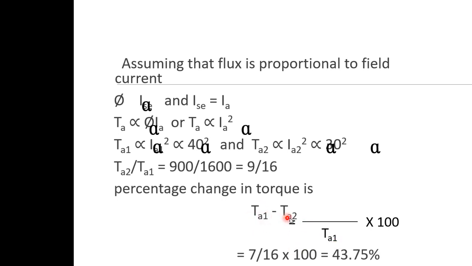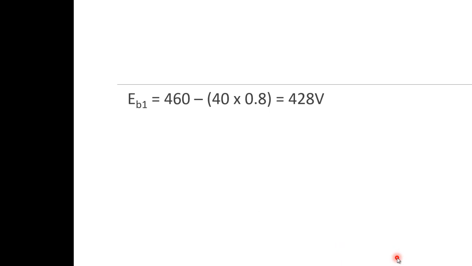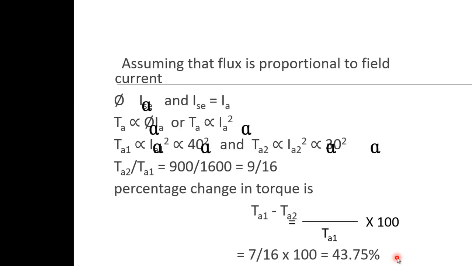This minus this, (TA1 minus TA2) by TA1 into 100. So this part is equal to 7. So total percentage change is 43.75. Okay, so here we have got the change in torque.